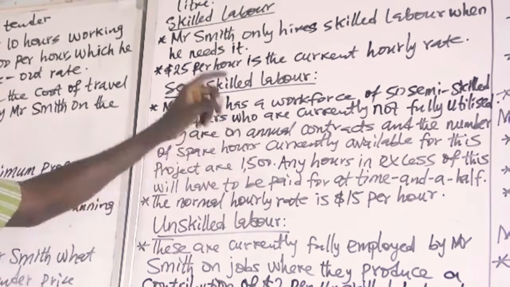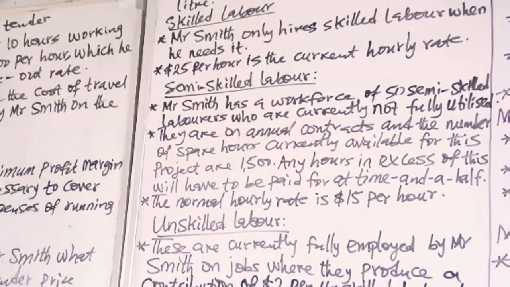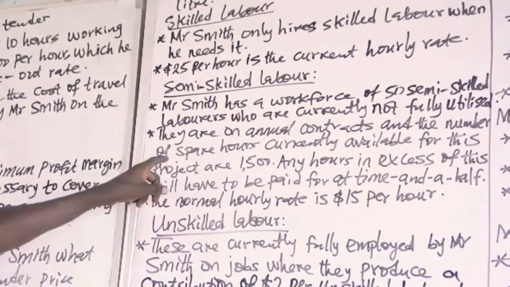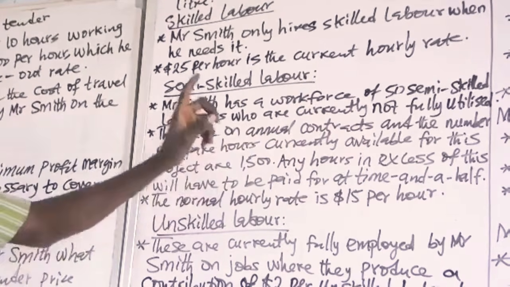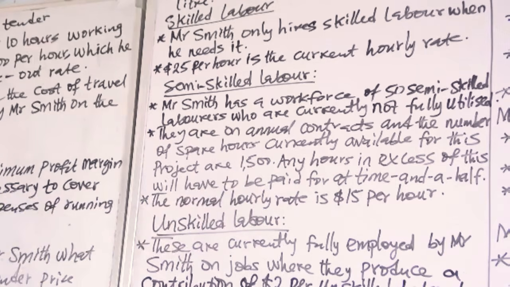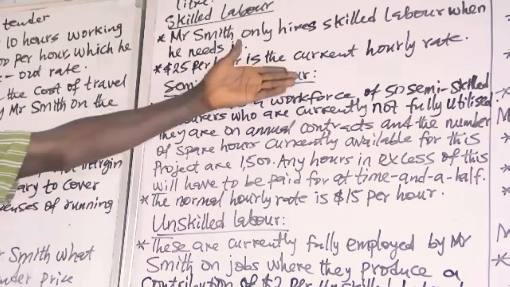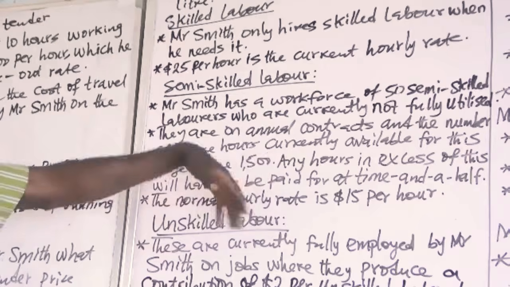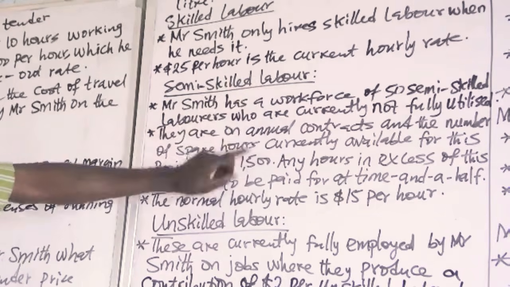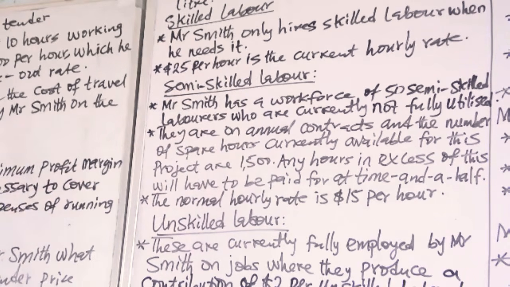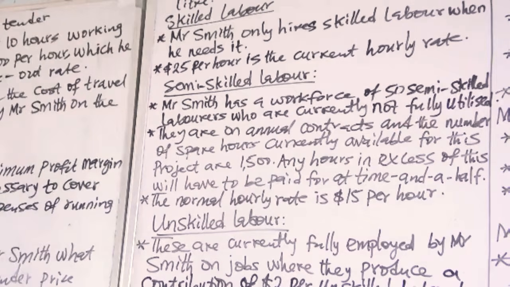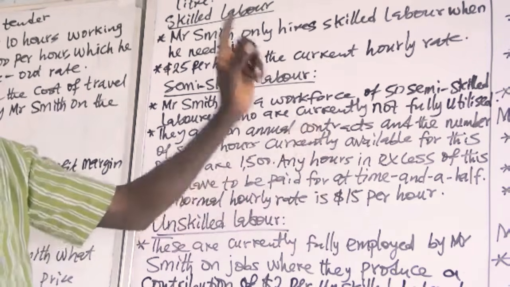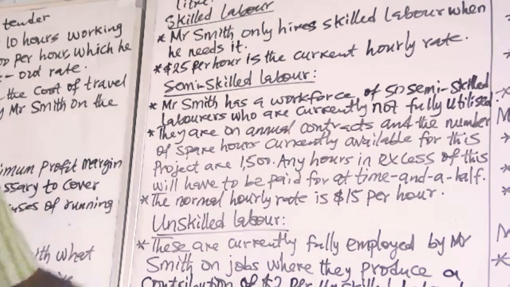They are on an annual contract, and the number of spare hours currently available for this project is 1,500. So for that 1,500, they will receive salary, so it will not be considered. Any hours in excess of these will have to be paid for at a time and a half.